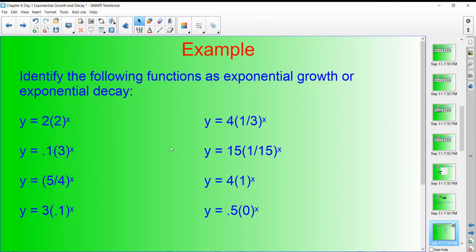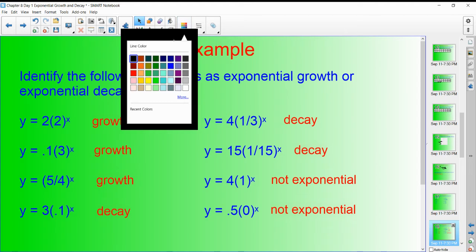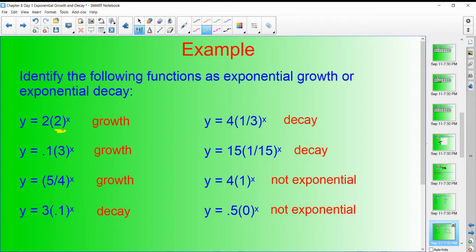Okay, let's take a look to see how you did. So when the growth, okay, and we'll go yellow for growth. Multiplier above 1, multiplier above 1, multiplier above 1. Those are growth. Then we'll use red, multiplier below 1, multiplier below 1, multiplier below 1. That's decay.